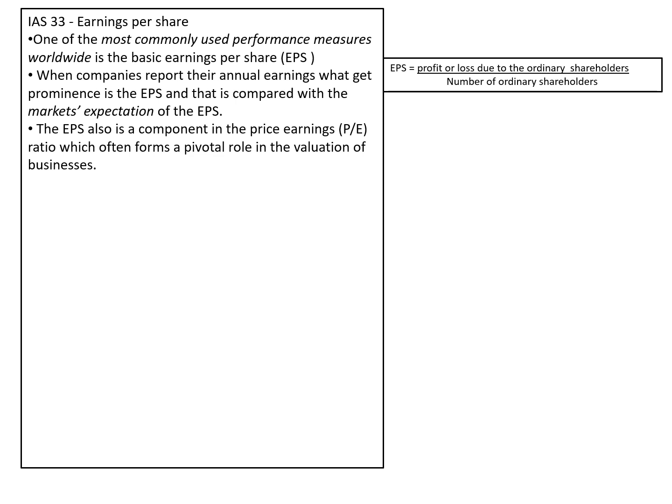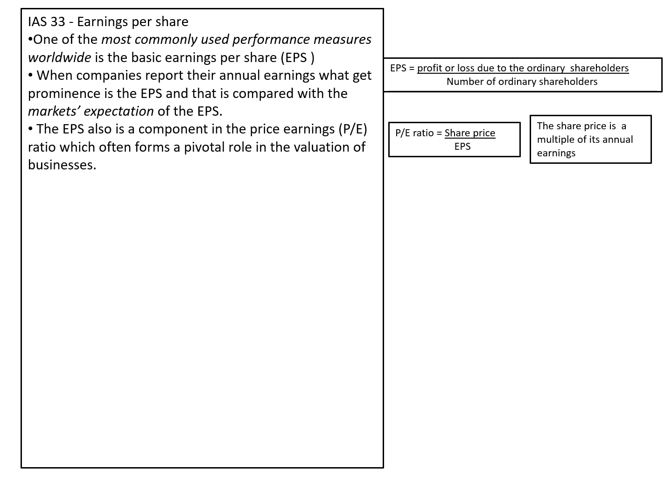The EPS is also a component in the price-earnings ratio, which often forms a pivotal role in the valuation of a business. Let's have a look at this ratio. The PE ratio is the share price divided by the EPS. So you could say that the share price is a multiple of its annual earnings. That could be 10, could be 15, and sometimes 30 in the case of companies that are expected to grow earnings quite a lot in the future.